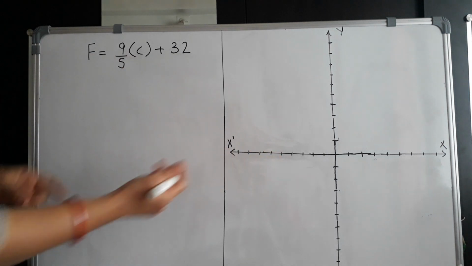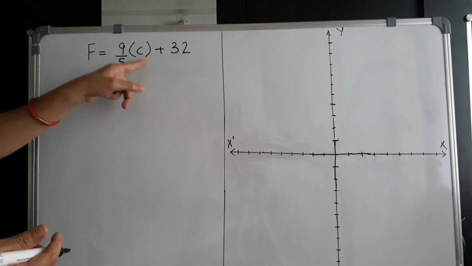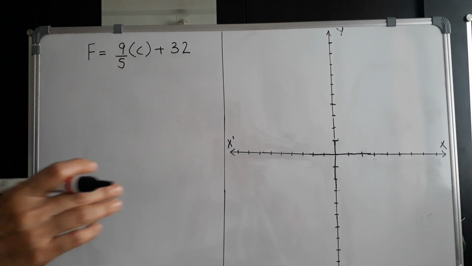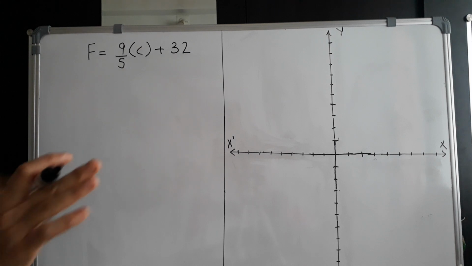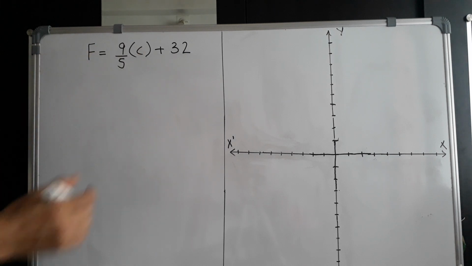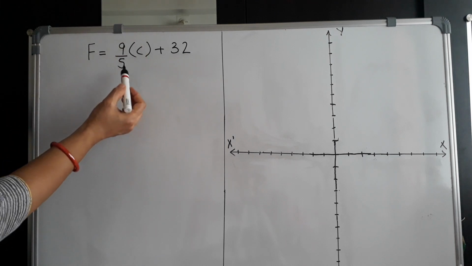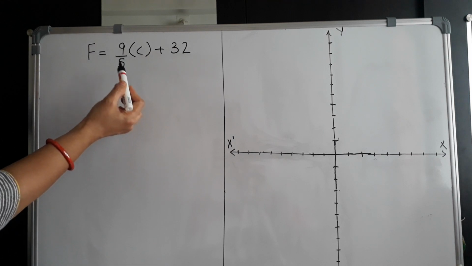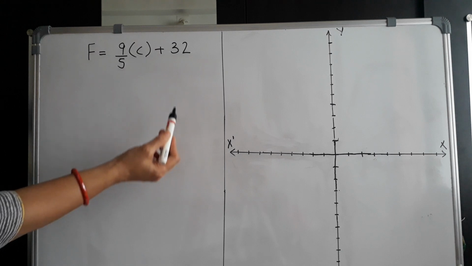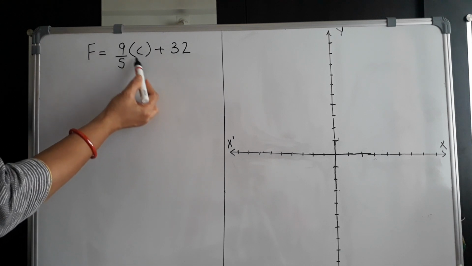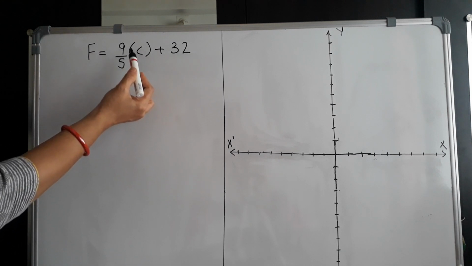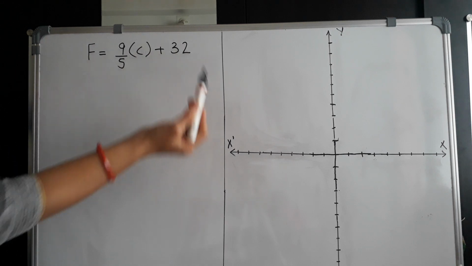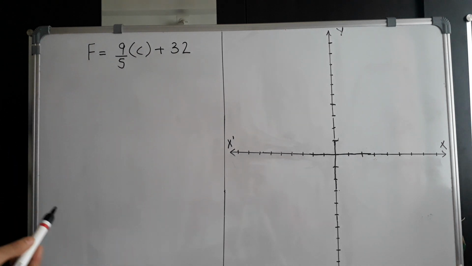In order to plot the graph, we need to find the values of F and C. For every value of C, we should find F. And we will find 3 points for drawing the line. One more thing you have to keep in mind is, here the denominator is 5. And if you want that the point should not come in decimal, you take such a value of C which is a multiple of 5, so that 5 and that multiple gets cancelled and you get a whole number.